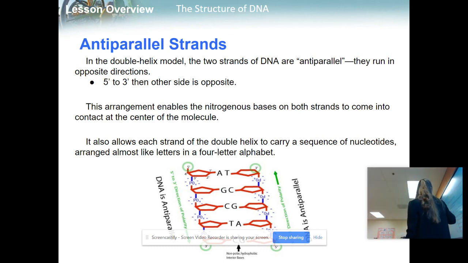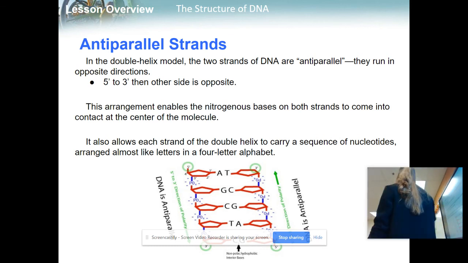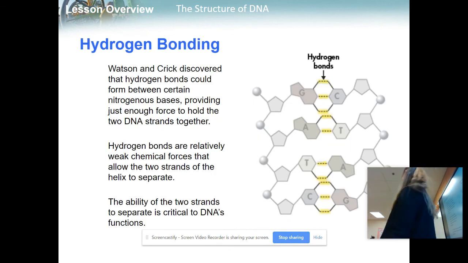All right, so it allows each strand to carry a sequence of nucleotides. They're like letters of the alphabet. That alphabet describes proteins. Proteins make up a person or an animal or whatever it is, okay? So DNA's nucleotides code for genes, which code for proteins, which make the being of whatever it is, the organism. And they're anti-parallel, backwards.